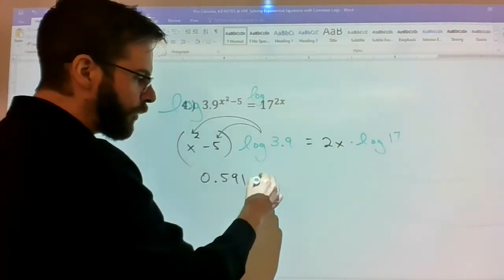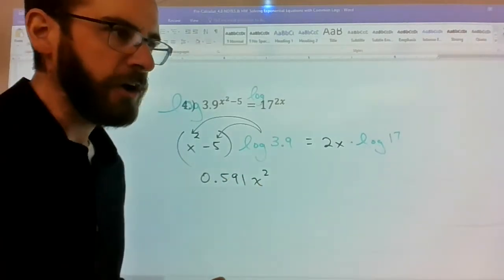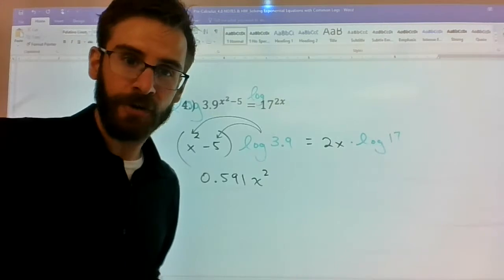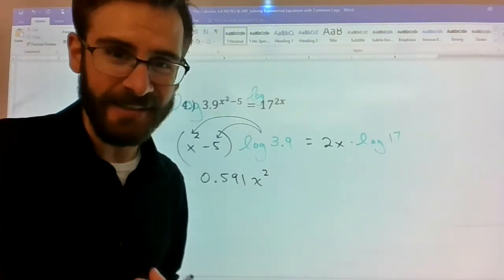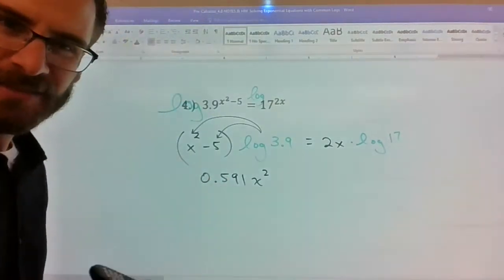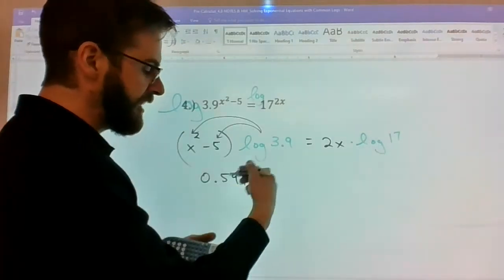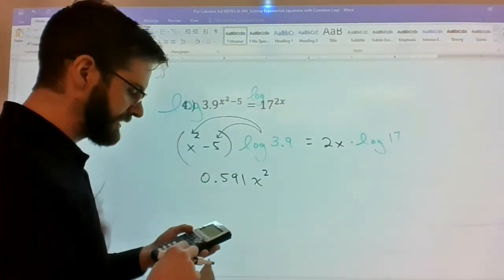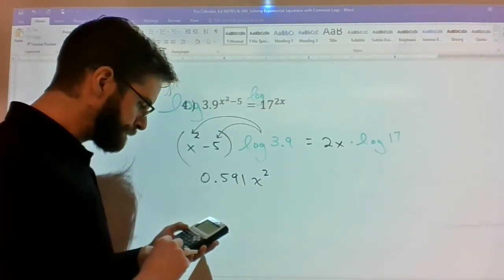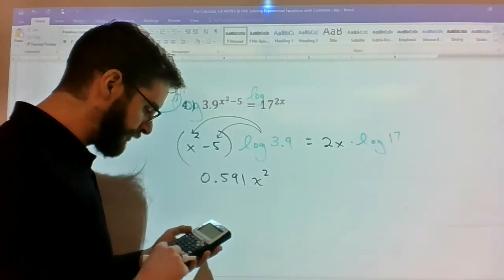0.591. So right away, keep in mind that we've kind of compromised the integrity of the solution. Like, it's not going to be exact. If we round to the nearest thousandth, then that's going to give us errors probably to the nearest thousandth. So 5 times log of 3.9.